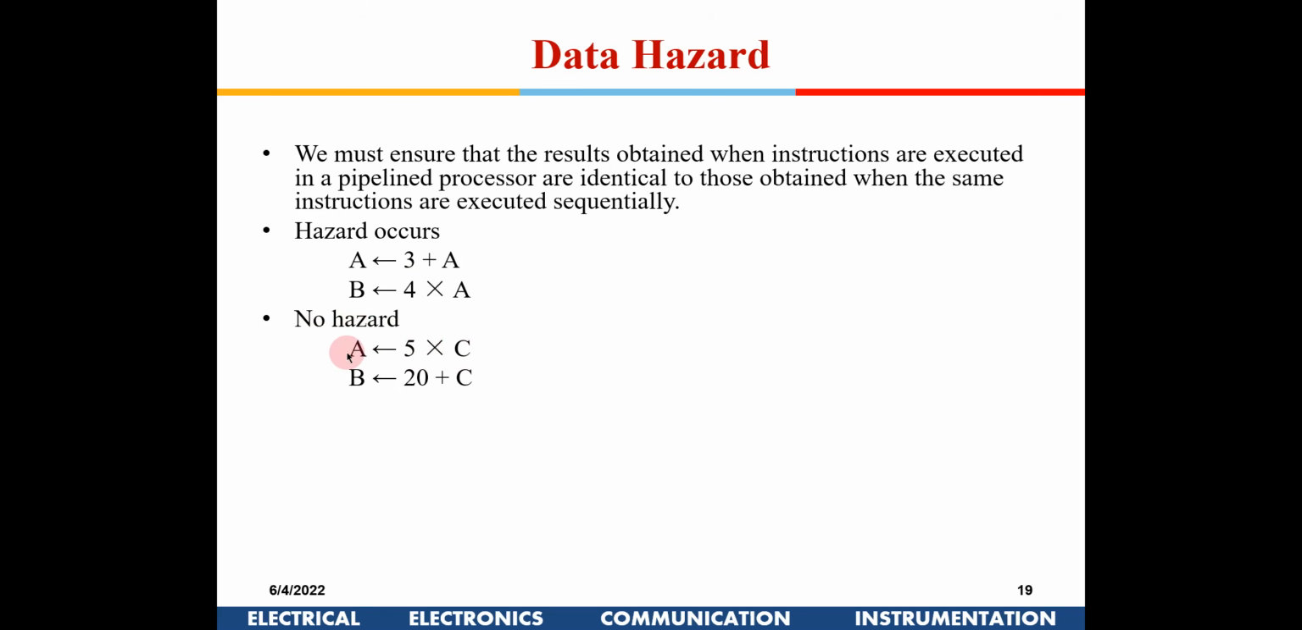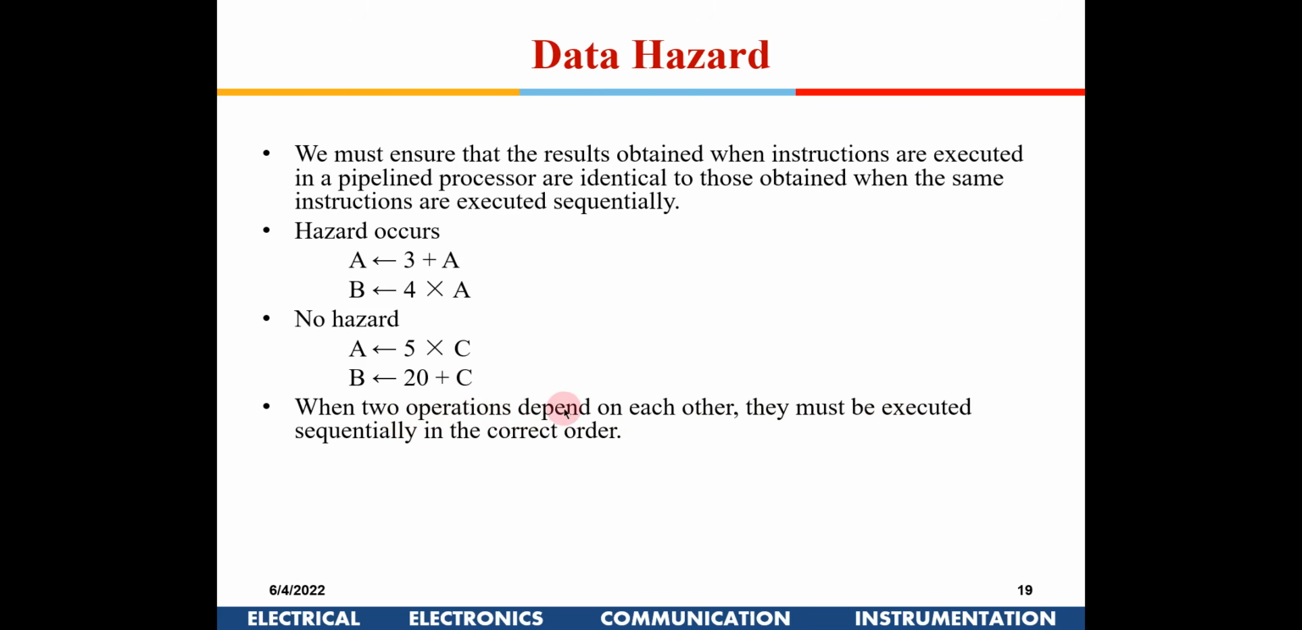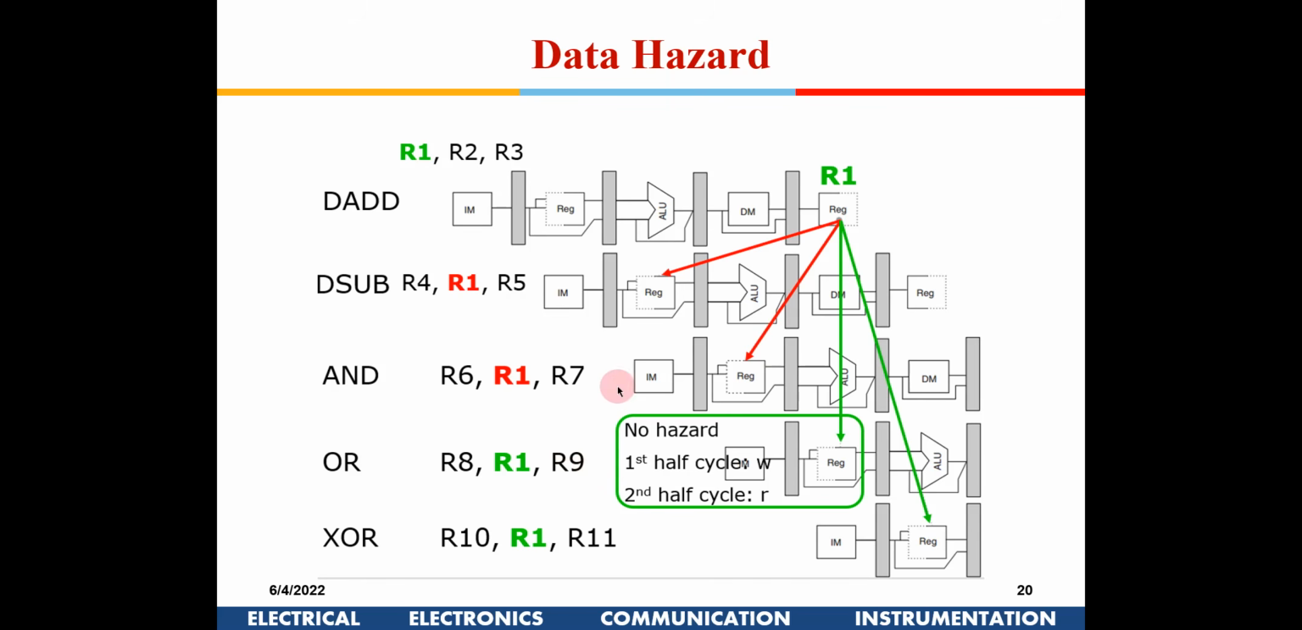Whereas in this instruction, you see A is 5 into C, and the next instruction is 20 into C. Here the C data is not being updated. C is constant, so you can have pipelining here without any hazard. This can cause a hazard. This cannot cause a hazard. When two operations depend on each other, they must be executed sequentially in the correct order, otherwise they could be out of order. So this is again shown here.